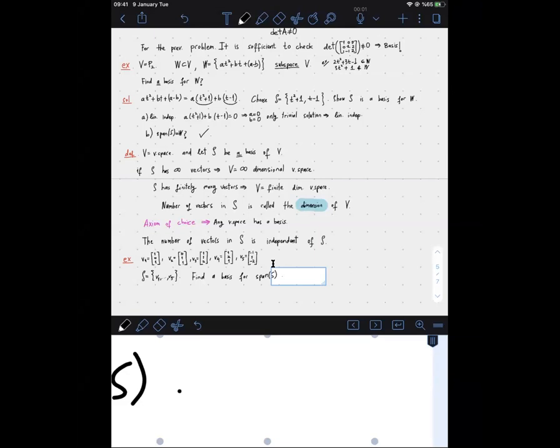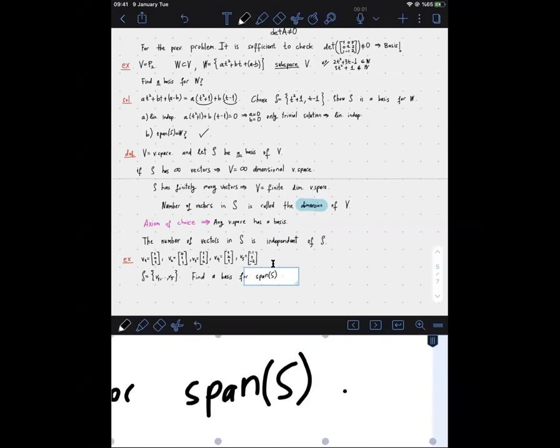Okay, span of S. First thing, we talked about this. This is the set of all possible linear combinations, and this is always a vector space, okay? So we're only talking about dimensions or basis of vector spaces. And span of S, no matter what S is, is always a vector space. Of course, we're talking about S non-empty. If S is the empty set, then it doesn't make sense.